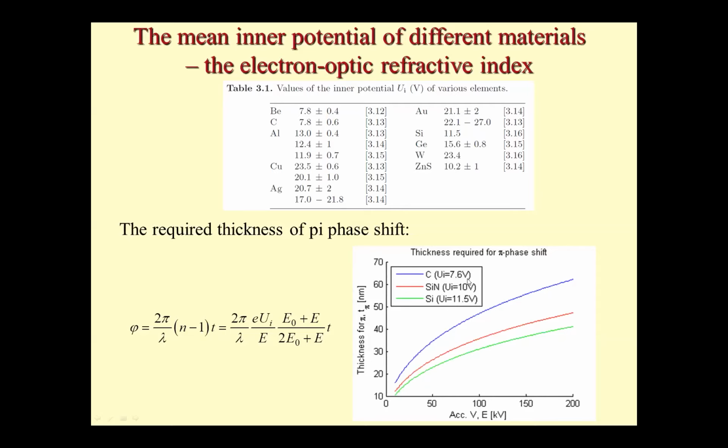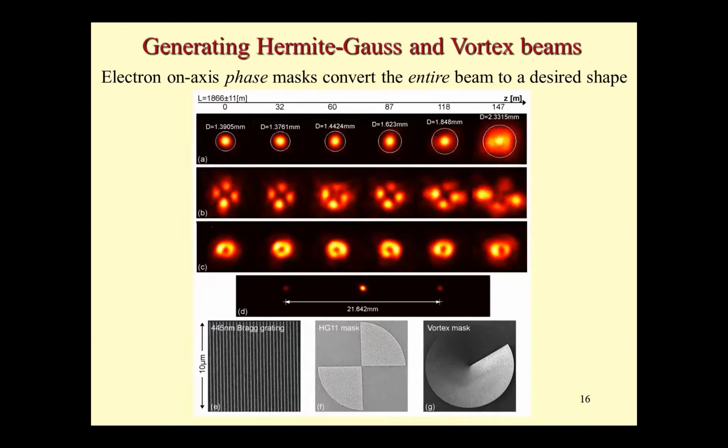So if we work with silicon nitride, which is shown here, and we work with 200 kilovolts, we can see that about 40 or 45 nanometers of membrane is enough to accumulate a phase shift of pi. This means that we don't need a very thick hologram. A very thin hologram, less than 100 nanometers, can give us 2 pi phase shift. And with 2 pi phase shift, we can do everything with a phase mask.